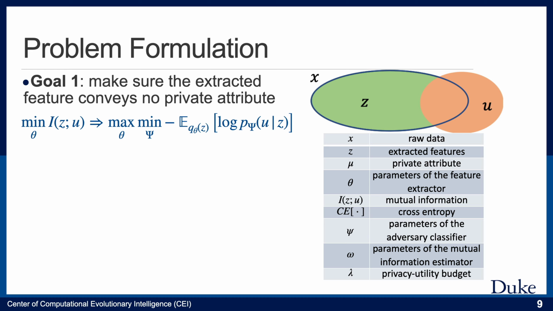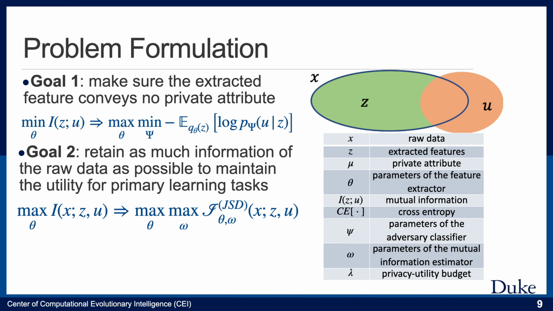Therefore, in terms of goal 1, we expect the intersection between Z and U can be as small as possible. So, we can formulate goal 1 as minimizing the mutual information between Z and U. And then, this optimization problem can be converted to a max-min problem.